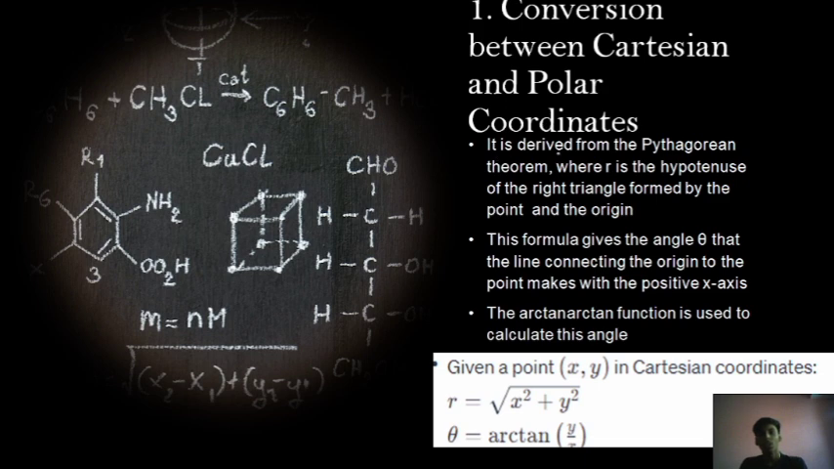It is derived from the Pythagorean theorem, where r is the hypotenuse of the right triangle formed by the point and the origin. This formula gives the angle theta that the line connecting the origin to the point makes with the positive x-axis. The arctan function is used to calculate this angle.